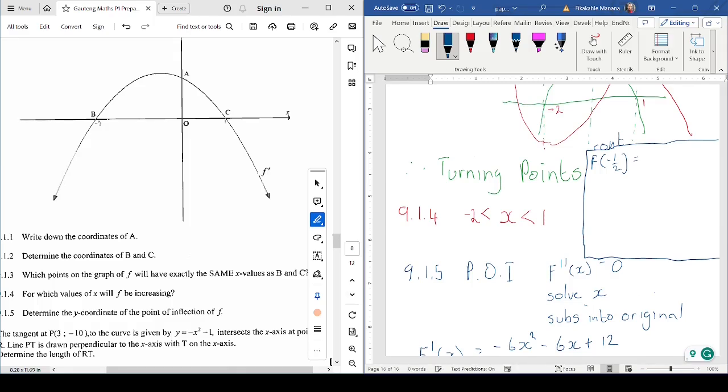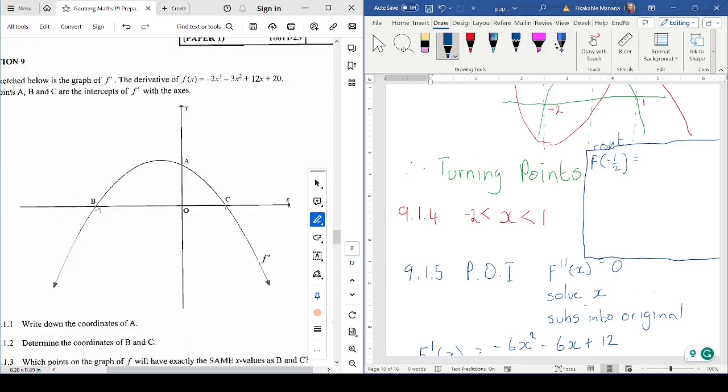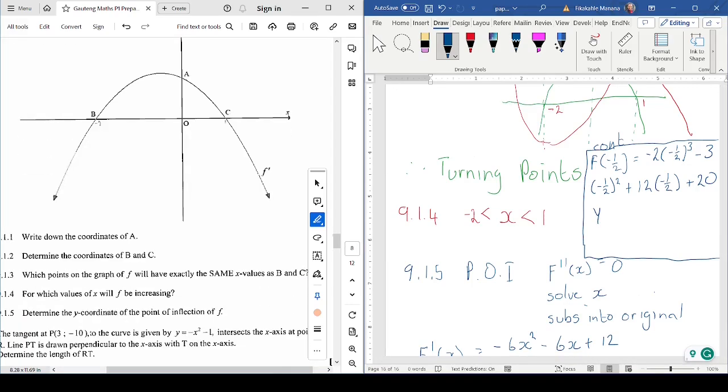Now if we look up here, what's the original equation? It's minus 2x cubed, so wherever there's an x, we put minus a half. Minus 3x squared, wherever there's an x, we put minus a half, right? Plus 12x, wherever there's an x, we put minus a half. And then plus 20.